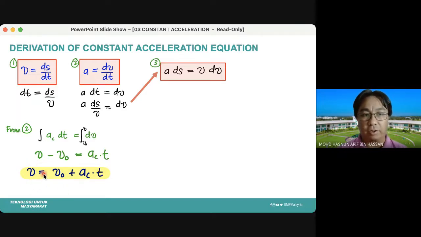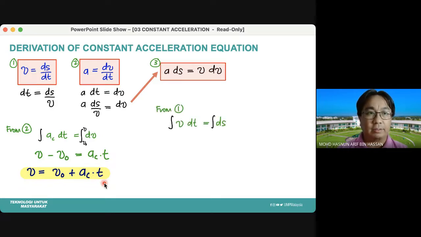Ini untuk calculate the velocity. v equals v naught, v naught ni ialah the initial velocity of the object, plus a_c. a_c here is to indicate the constant acceleration. c dekat bawah tu maksud dia constant lah. Constant acceleration multiplied with t, the time.